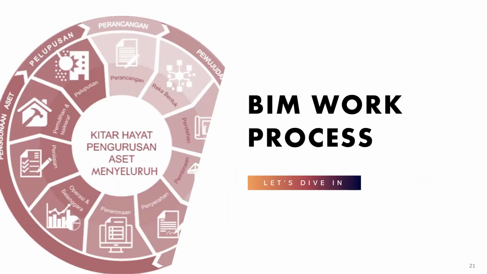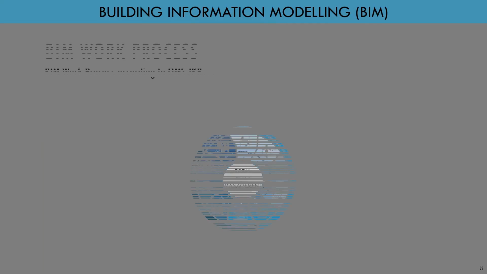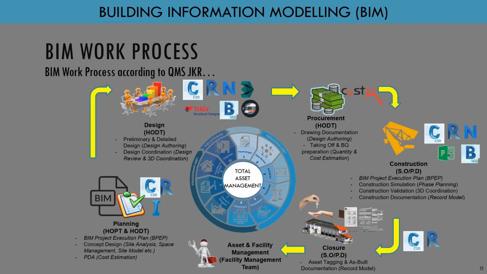Okay, so BIM work process. All right. So this is briefly about the BIM work process, starting from the planning. In JKR, we call our project manager the HOPT, head of project team, and the design team we call the HODT, head of design team. So during the planning stage, we develop a concept design. Before that, we need to have some planning to execute BIM in the project. So we need a BIM project execution plan. We call it a BPEP.